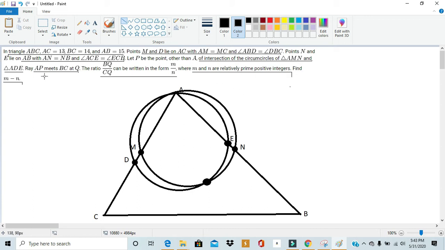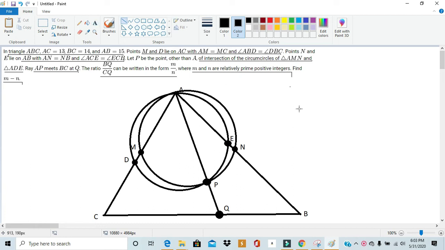Create a ray AP that meets BC at point Q. So just draw a line from A through this point P so that it'll intersect line BC at a point, and we'll label this point as Q. And just like that, we have our diagram done. Now we just need to find out what BQ divided by CQ is, and this is where the problem really begins.